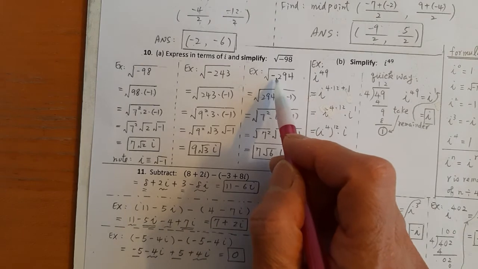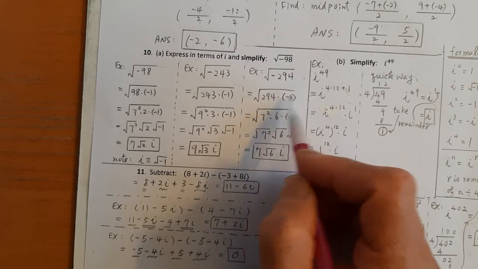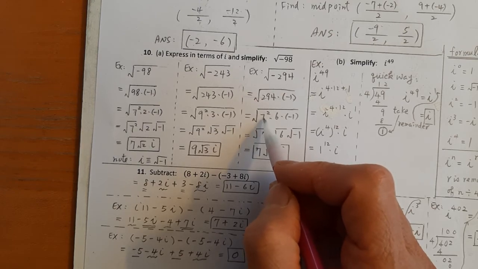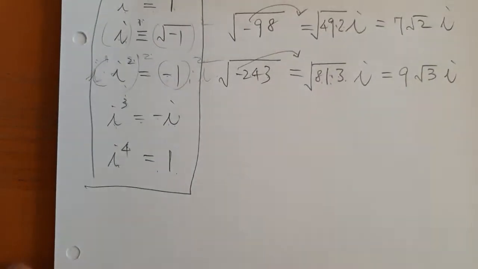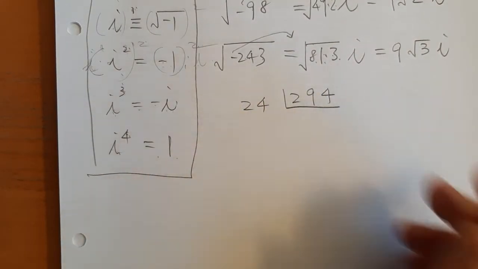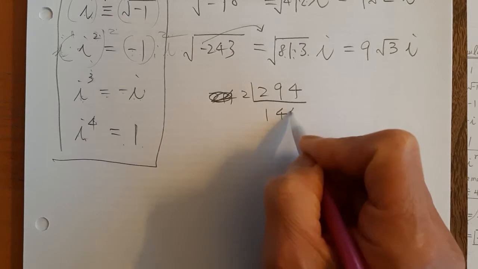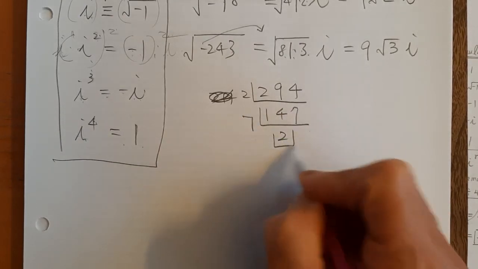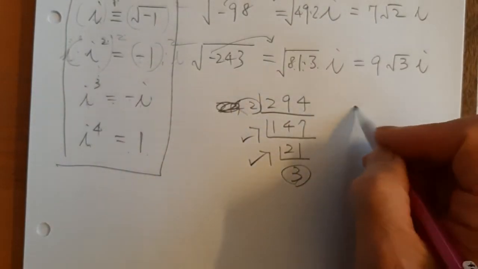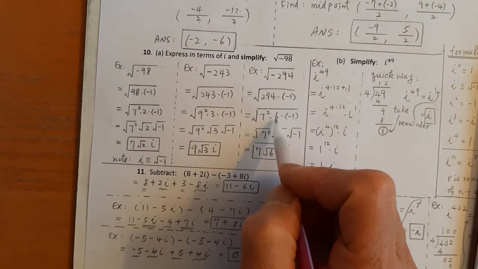Then next one, -294. Negative become -1. 294, times together. 294, you divided by 6, you got 49. And if you cannot get it, you factor it. 294, you can divide it by 2, get 147. Then you can divide it by 7, get 21. Divided by 7, get 3. So it's 7 times 7 and 2 times 3. So it's 7 squared times 6.